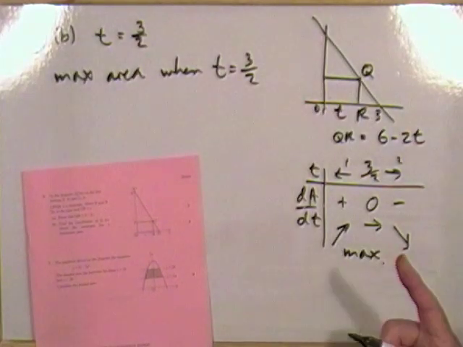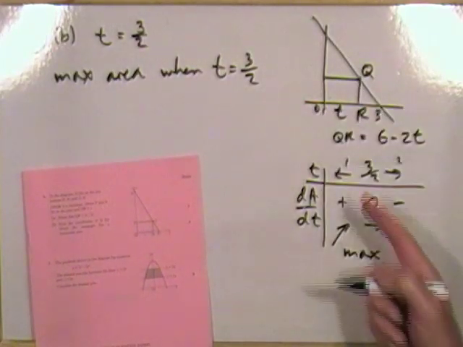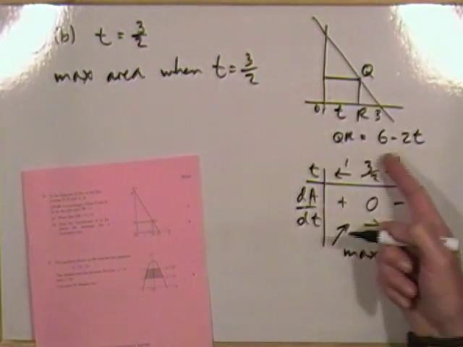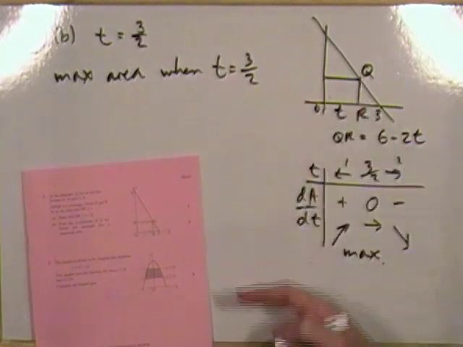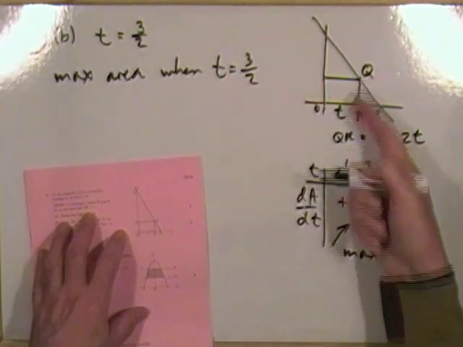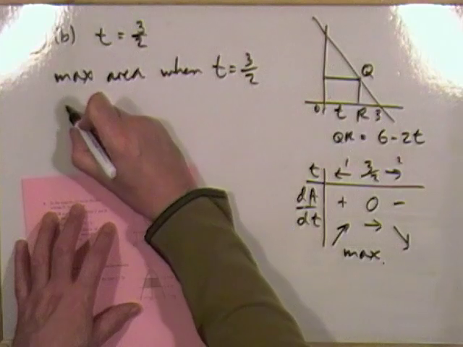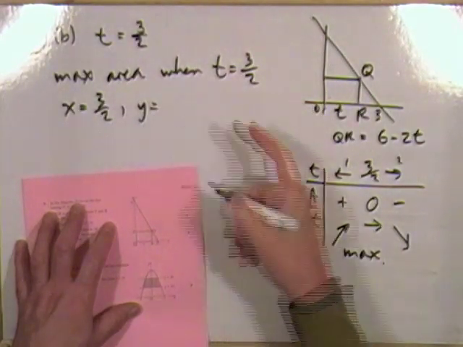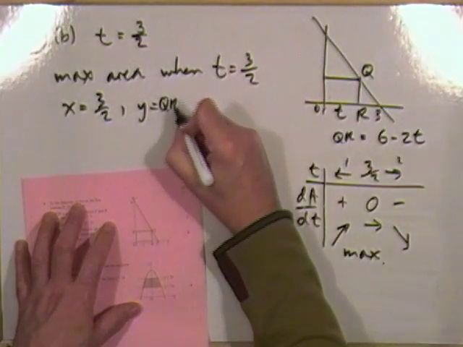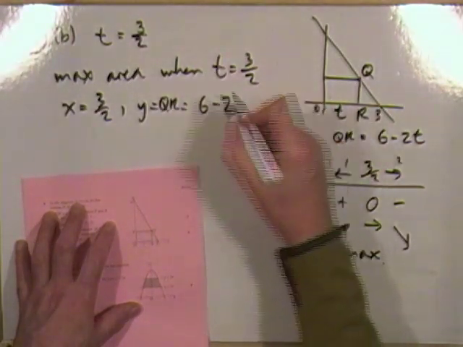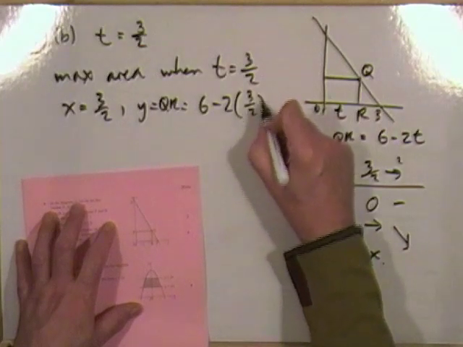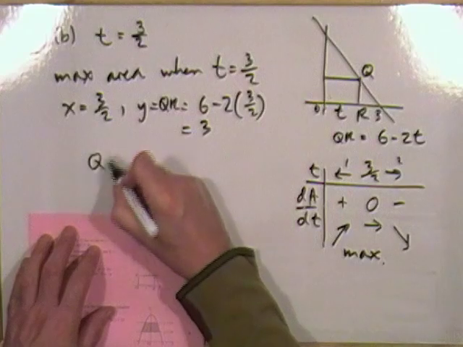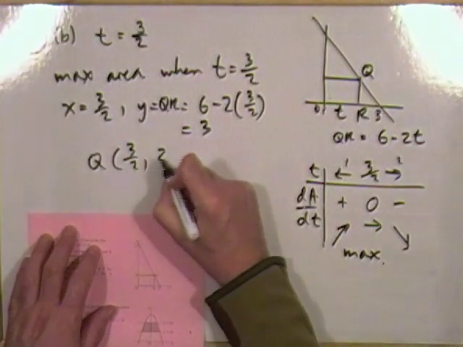Then, coordinates, that means you need to know the y coordinate. Well, I already worked out that. The y coordinate of Q is QR, which is 6 minus 2t. The x coordinate is t, because that's the distance along until you reach it. So that means I can put down this. The x coordinate is 3 upon 2. The y coordinate will be QR, which is 6 minus 2 times that. 6 minus 2 times 3 upon 2. 6 minus 3, which is 3. So Q must be the point 3 upon 2, 3.